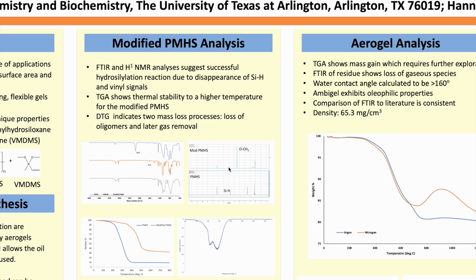Thermal gravimetric analysis shows that the modified polymer is more thermally stable to a higher temperature due to the later onset temperature and higher mass retention. The DTG shows two mass loss processes, first loss of oligomers and then gaseous products. Typically, these are methane and hydrogen.